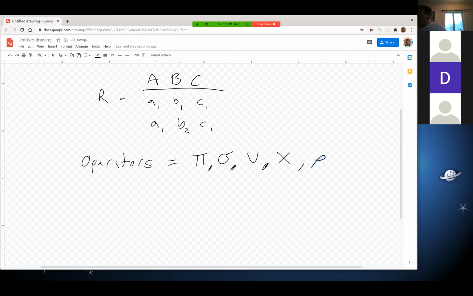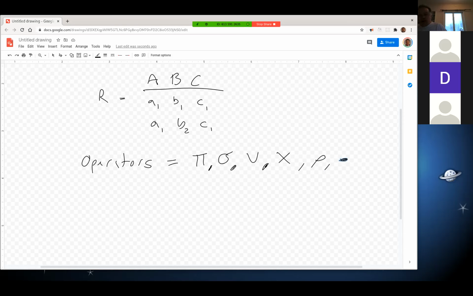There's some other ones too. There's set difference, and there's intersection. But that's pretty much it. This is the core relational algebra right here. Now, in truth, if you have a union and you have set difference, then you can actually derive intersection. So these core operators here are really the true core relational algebra.